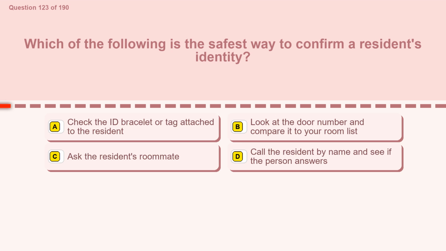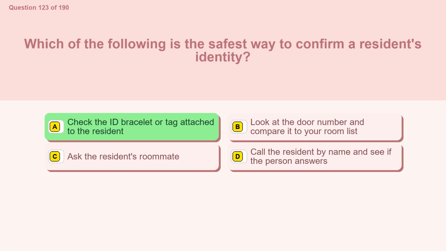Question 123. Which of the following is the safest way to confirm a resident's identity? Option A, check the ID bracelet or tag attached to the resident. Option B, look at the door number and compare it to your room list. Option C, ask the resident's roommate. Option D, call the resident by name and see if the person answers.